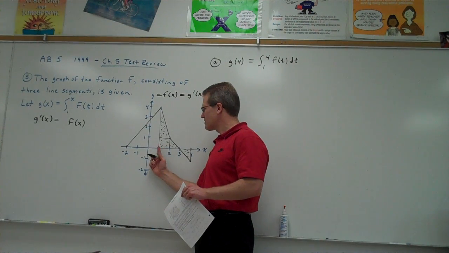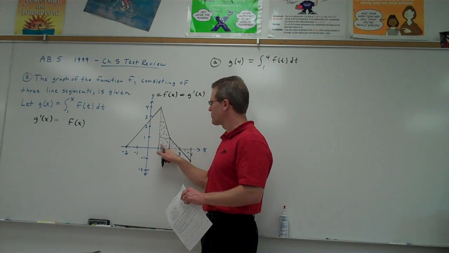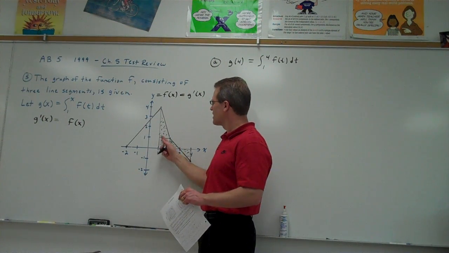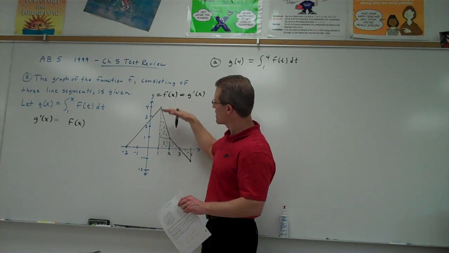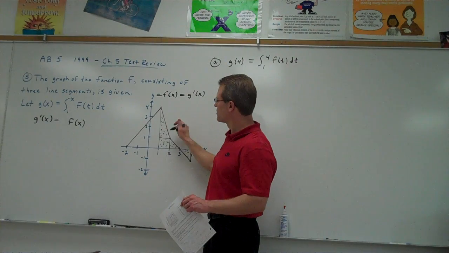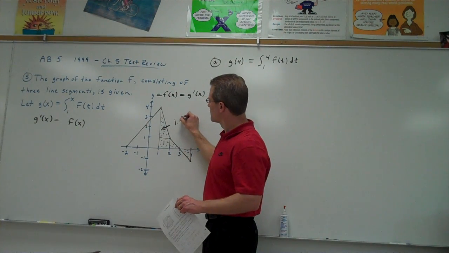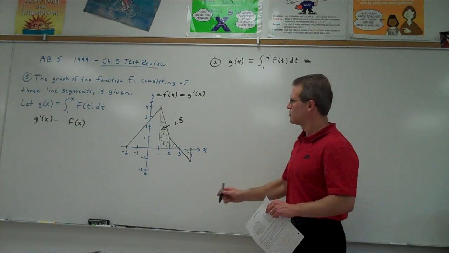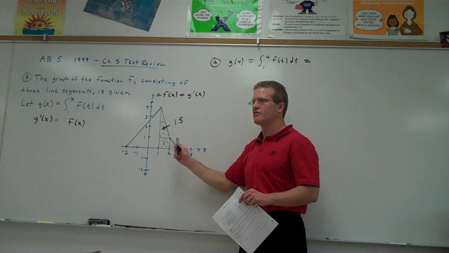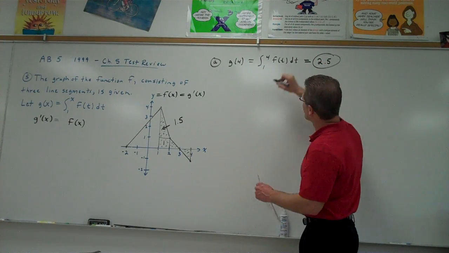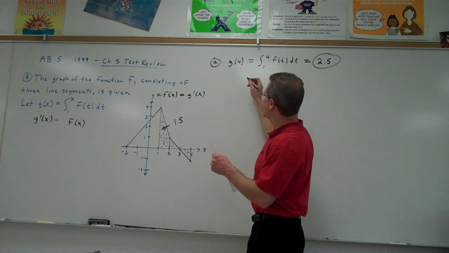This first box is 1 wide and 1 high, so what's the area of this first box? 1. Yes, 1 times 1 is 1. This triangle is 1 wide and 1, 2, 3 high. So 1 times 3 divided by 2, what would you get here? 1.5. Good. So what's this answer going to be? 2.5, right? 1 plus 1.5 is 2.5.